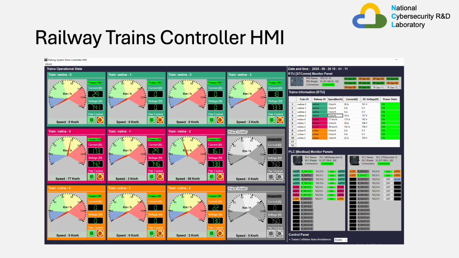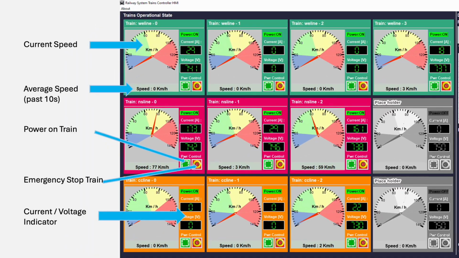Let's now move on to the Railway Trains Controller HMI, which summarizes all of the train's information into one HMI. Moving on to the left of the interface, we firstly have the current speed indicator, which is presented in a visual form. This differs from the average speed indicator, which is presented in the textual form. The average speed is calculated over the past 10 seconds.